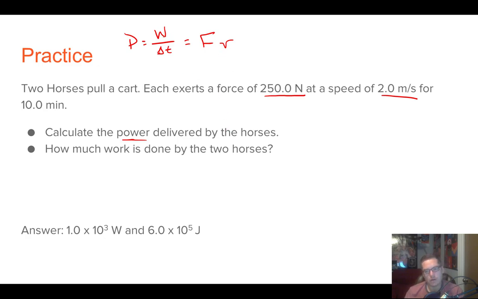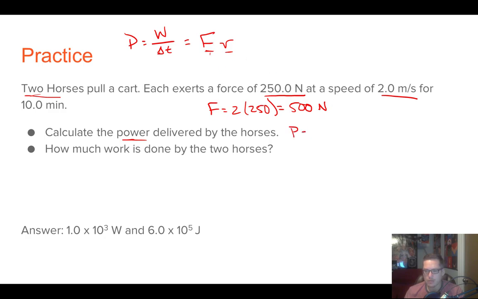Now let's think about this. We don't have a work value. We could certainly find work, and we have a time value, or we could use this one: we have force and we have speed. Well, that's easy. Let's think about how much force. It says each exerts a force of 250 newtons, but there are 2 horses, so our total force is 2 times 250. There are 500 newtons of force acting on our cart, and the speed is 2.0.